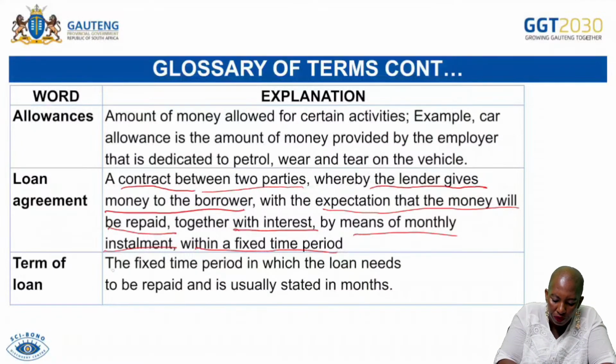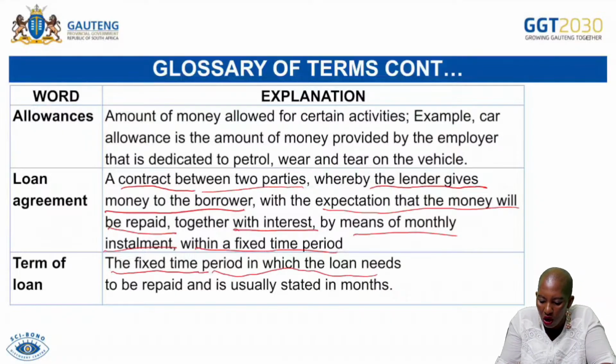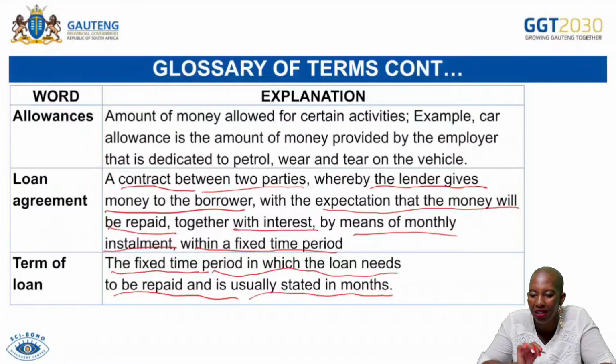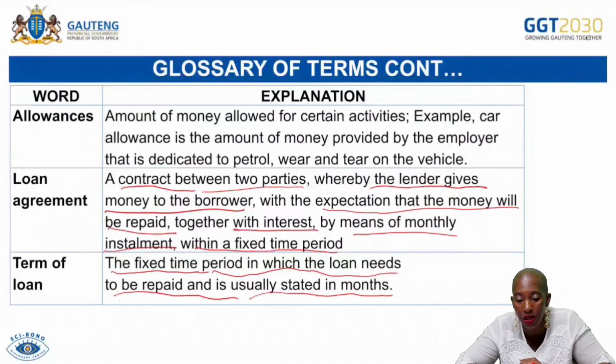Then the term loan. A term loan is a fixed time period in which the loan needs to be repaid, and it is usually stated in months. Like the example I just made, over a period of 60 months. So meaning I am going to pay a certain amount of money on a monthly basis. So that will be my what? My term of loan repayment. It will be over a period of 60 months.